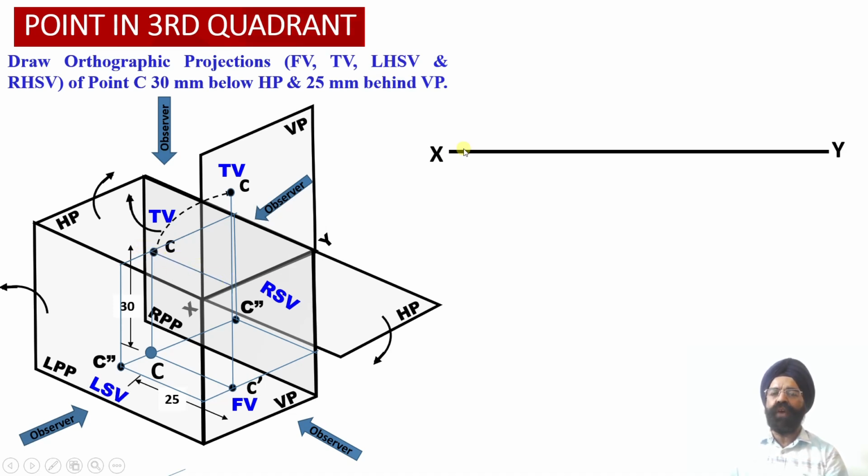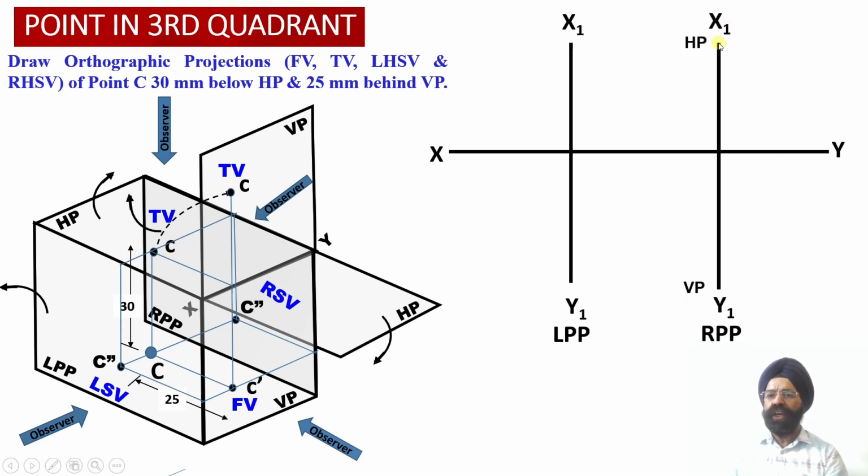Now let us obtain the orthographic projections of this point C into a single two-dimensional plane. So here we have drawn the XY reference line. We have also obtained the X1, Y1 reference line corresponding to this left-hand side profile plane. Similarly, corresponding to the right-hand side profile plane also, we have obtained the X1, Y1 reference line into the orthographic projection view over here.